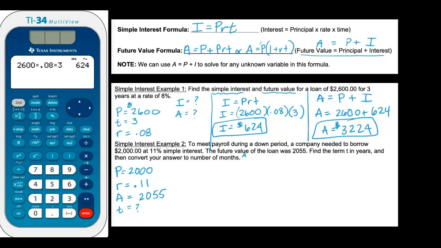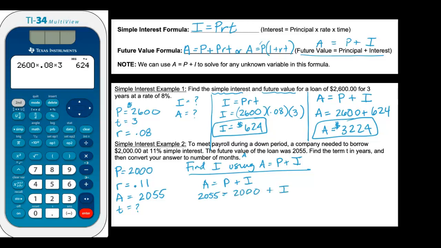I'm going to come down here to the future value, and I'm actually going to pick this one right here because I know future value, and I know principal, and I don't know interest, so that'll help me solve for interest since I know two of the three variables. So step one is I'm going to find I using A equals P plus I. Okay, so I'm going to write down A equals P plus I and plug in everything I know. So $2,055 equals the principal plus I.